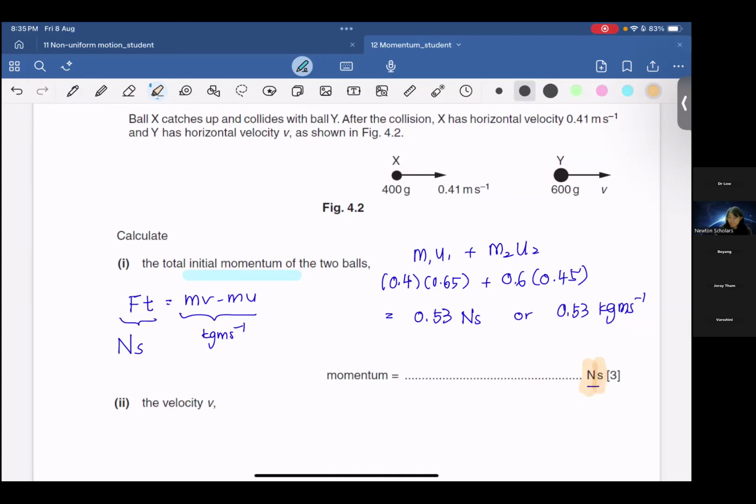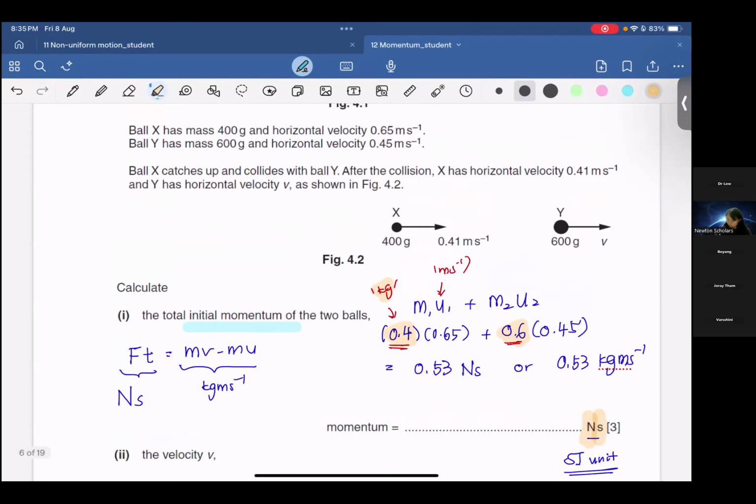Newton second and kg meter per second are SI units. That means when you do substitution, all the values must be in SI units. For mass, the SI unit is kg, and velocity is meter per second. So no choice, you have to convert. If you make a mistake here, use a highlighter to highlight it and write down kg. Next time when you do revision, you go through the worksheet and you will pay attention to this.